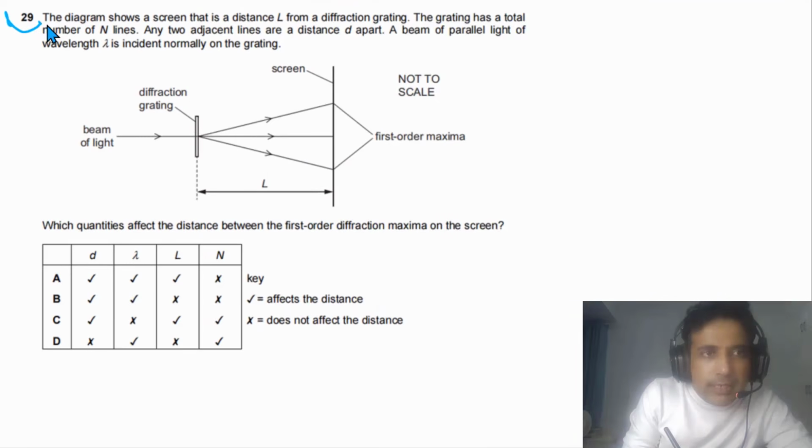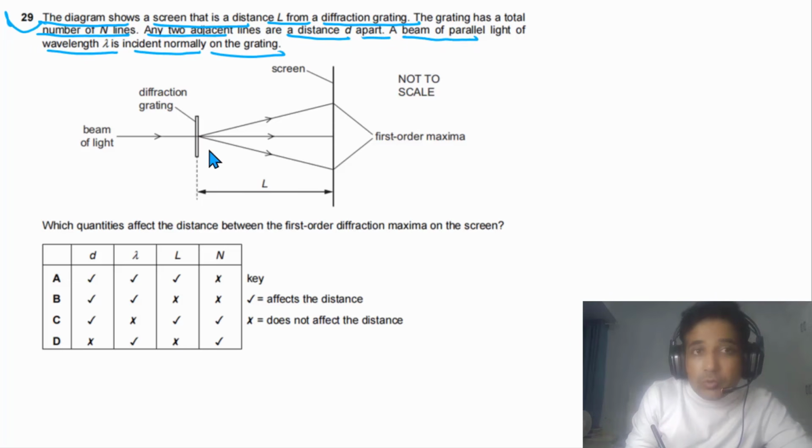Question number 29 says the diagram shows a screen that is a distance capital L from a diffraction grating. The grating has a total number of capital N lines. Any 2 adjacent lines are a distance small d apart from each other. A beam of parallel light of wavelength lambda is incident normally on the grating. Which quantities affect the distance between the first order diffraction maxima on the screen?